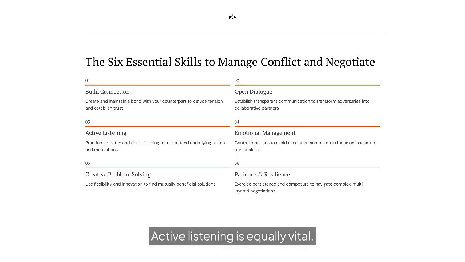Active listening is equally vital. It means listening not just to respond, but to truly understand. When you acknowledge the emotions and perspectives behind words, you reduce defensiveness and encourage empathy.